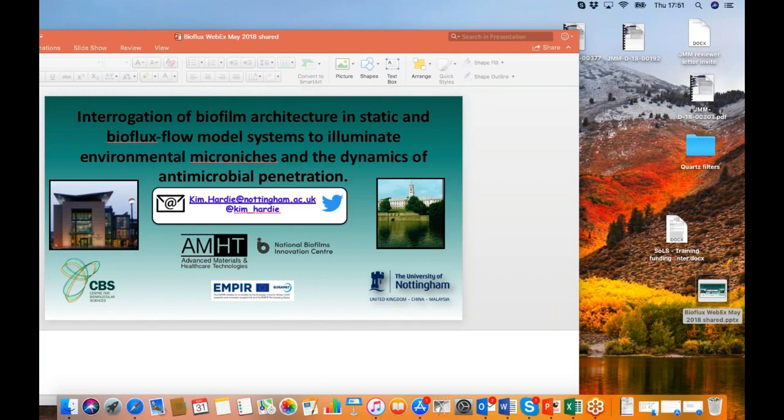Okay, we'll take one final question, and then we'll adjourn. The final question is, does the BioFlux allow you to test the effect of multi-compound cocktails on biofilm resistance, and do you plan on doing that? So more than one antimicrobial?